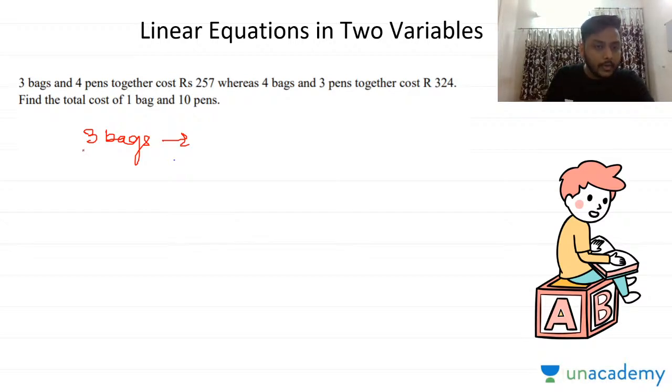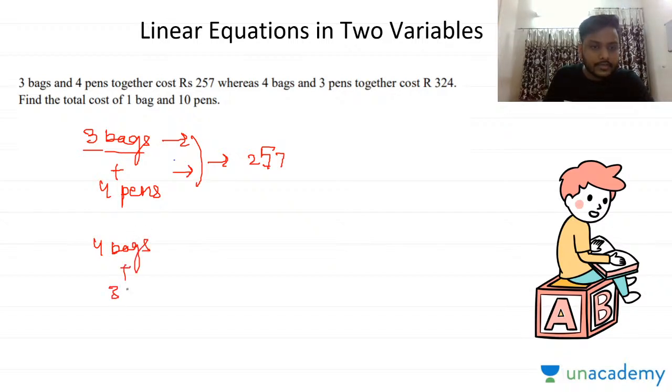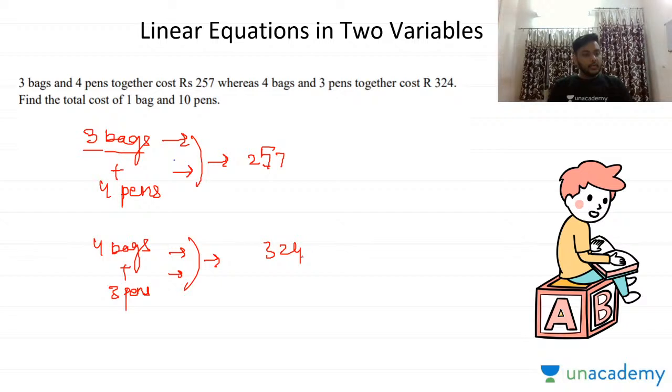So when I'm talking about the cost of 3 bags plus 4 pens, together their cost is given to me as 257. Correct? And when I'm talking about 4 bags plus 3 pens, together their cost is given to me as what? 324. So what I'm going to do is simplify my question. I'm talking about two different things, and the first thing is what? I'm talking about bags, and the second thing is what?